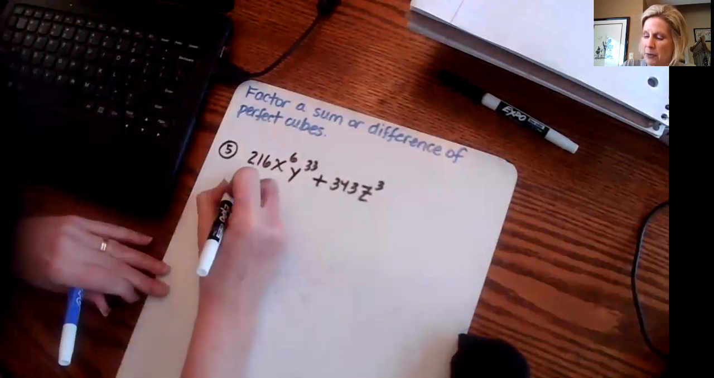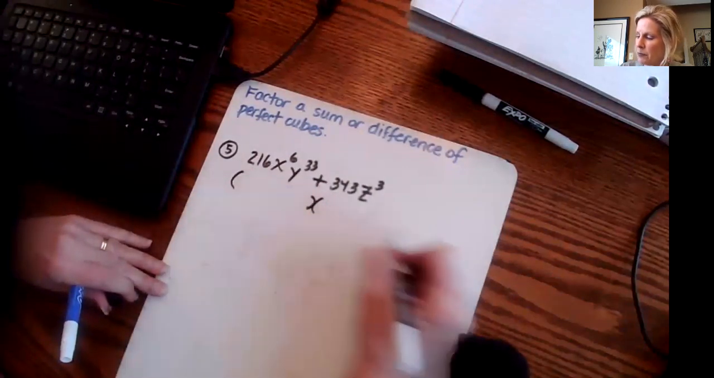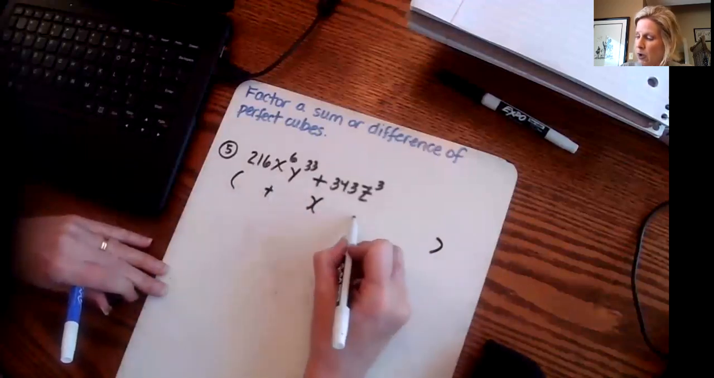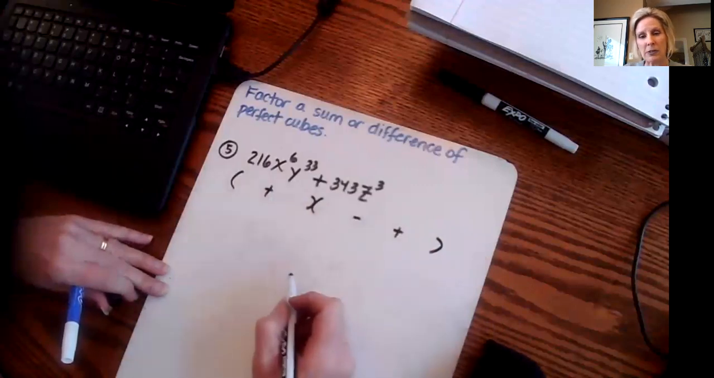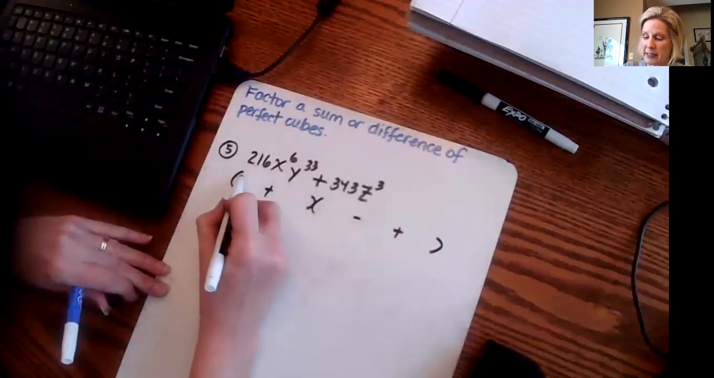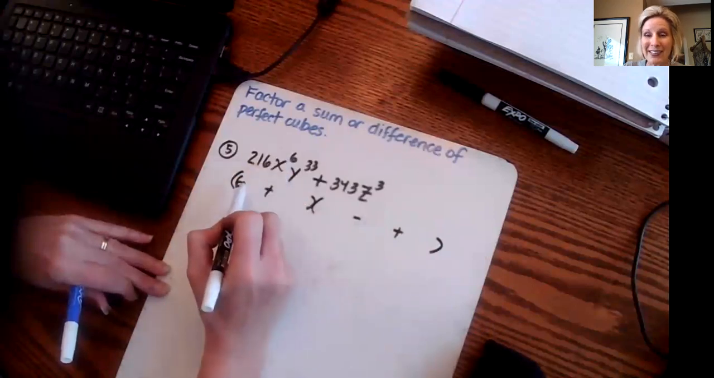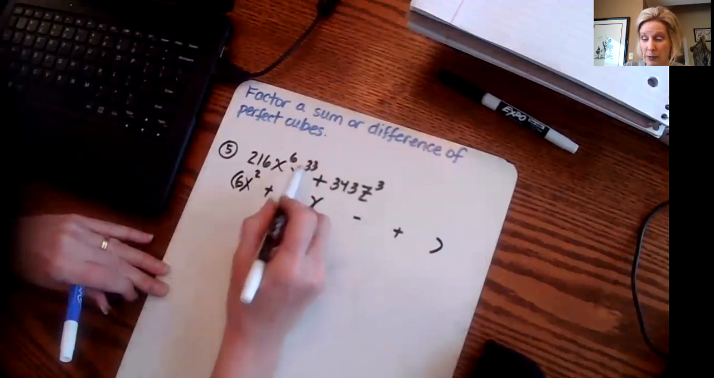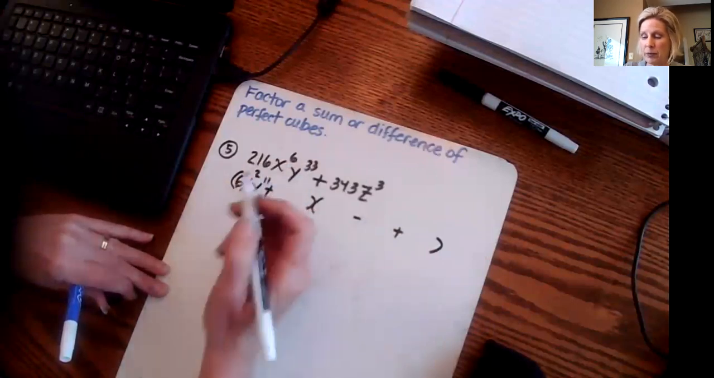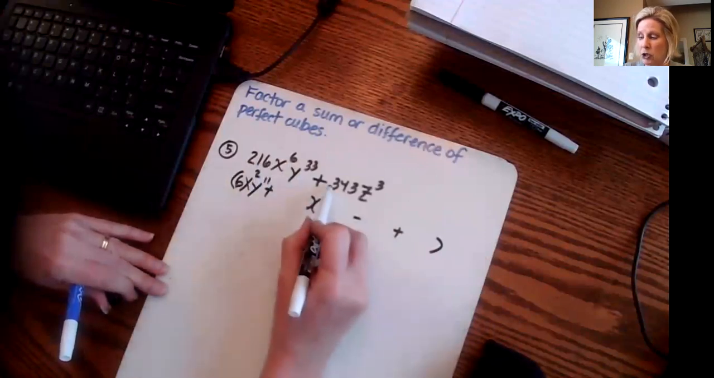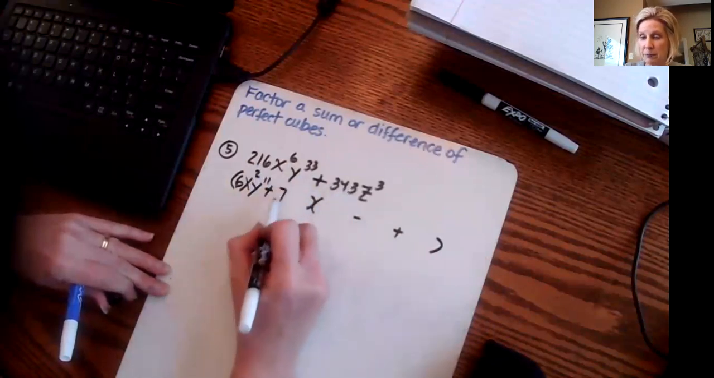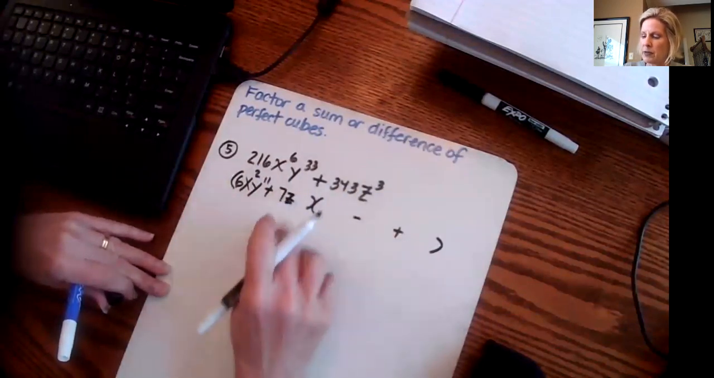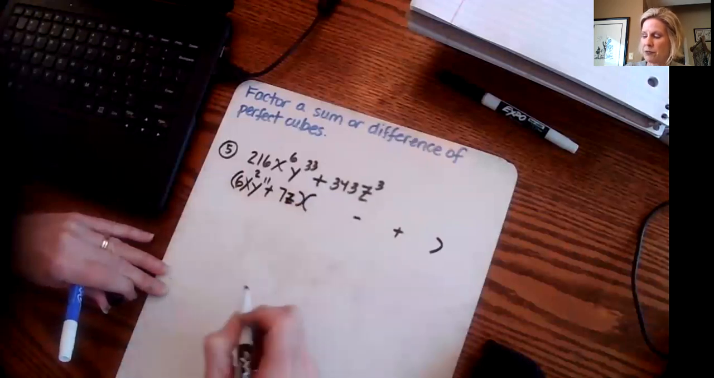So here we go. I'm going to do a little buy, try, soap action. I'm going to spread these out because I got more letters to fill in. Same, opposite, always positive. 216 is 6. The cube root of x to the 6th divided by 3, x squared. The cube root of y to the 33rd divided by 3, y to the 11th. The cube root of 343, we've mentioned, was 7. The cube root of z cubed, just z to the 1st.